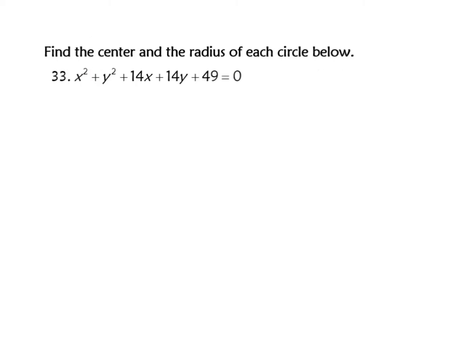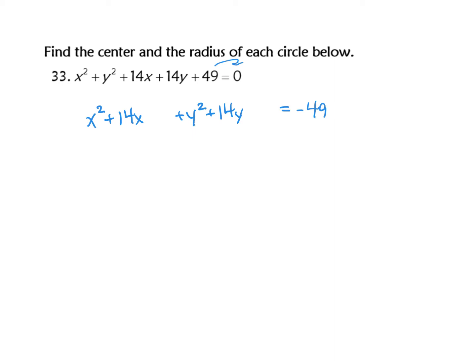Okay, so now these next several problems, you're going to be completing the square. So remember, you're going to rearrange first. Get my x's together, get my y's together, move my constant to the other side. So I have x squared plus 14x, leave a space, plus y squared plus 14y, leave a space, equals, you need to take this 49 to the other side, so it becomes negative 49.